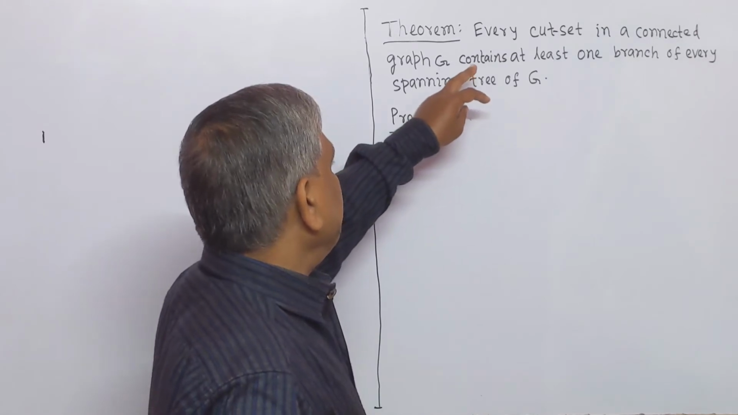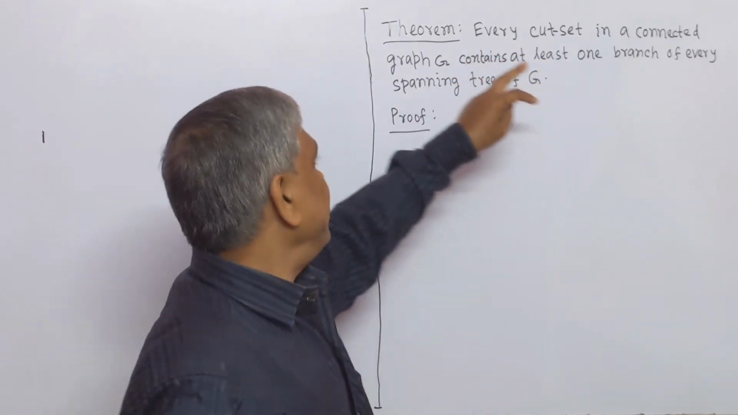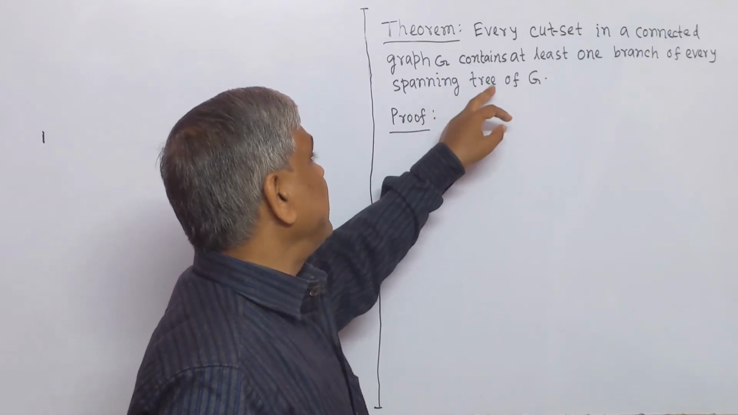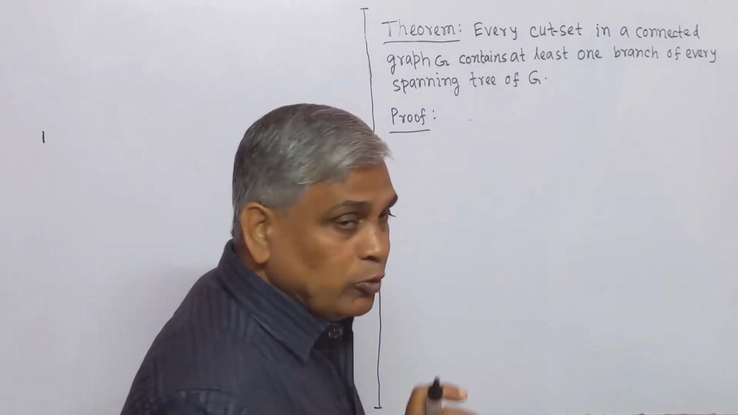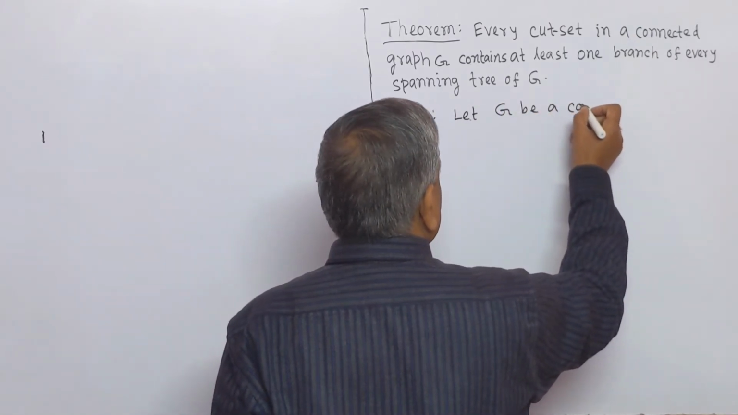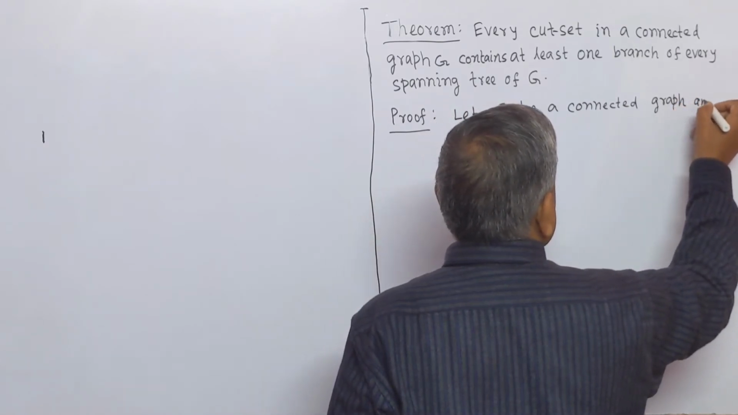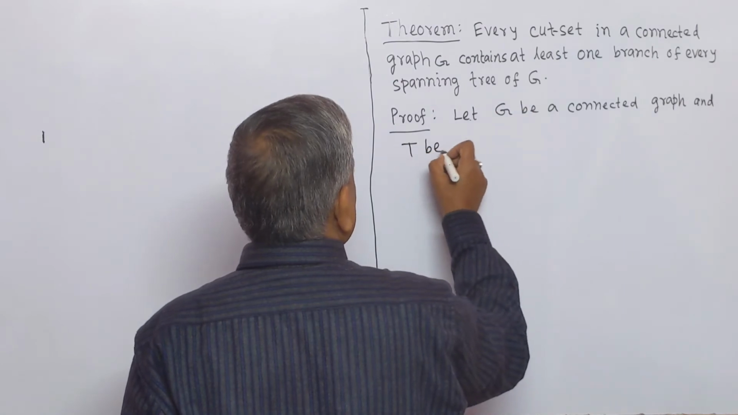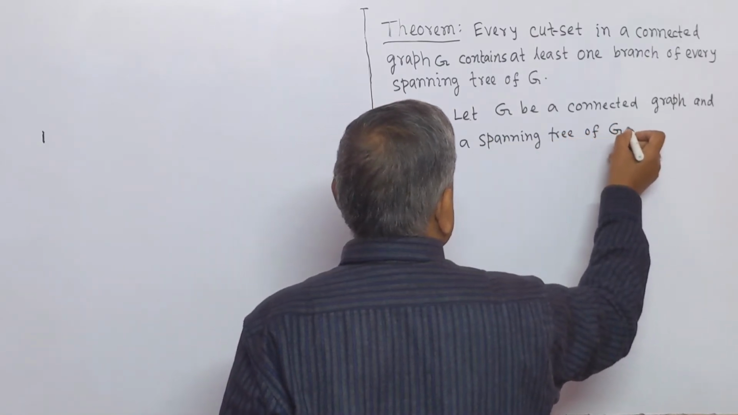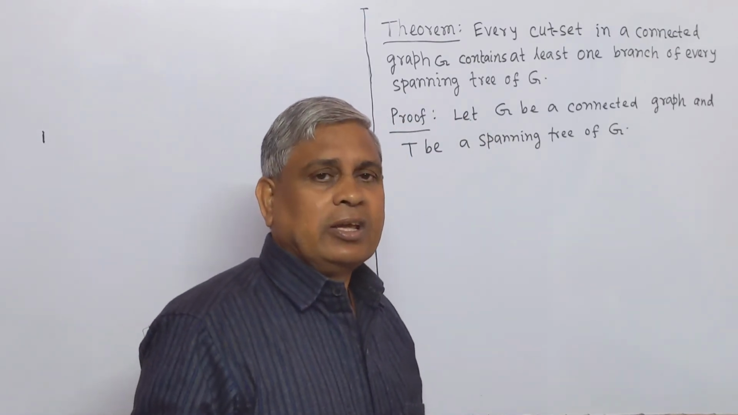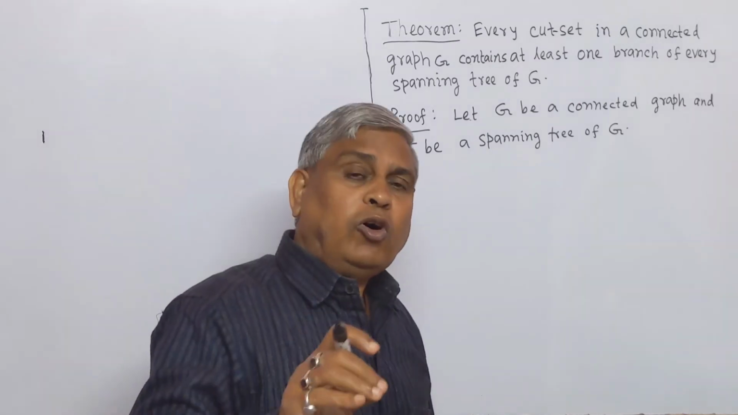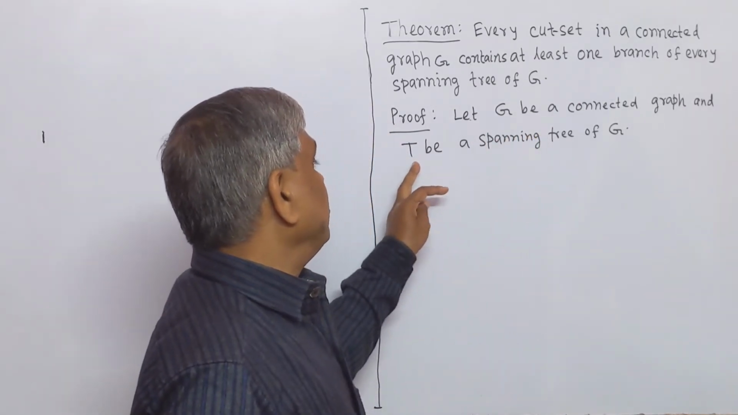Now we prove a theorem. The theorem is: every cut set in a connected graph G contains at least one branch of every spanning tree of graph G. Now we prove this. Let G be a connected graph and T be a spanning tree of graph G. Since spanning tree means the skeleton of the graph G, T will contain all the vertices of G and T will be a tree.